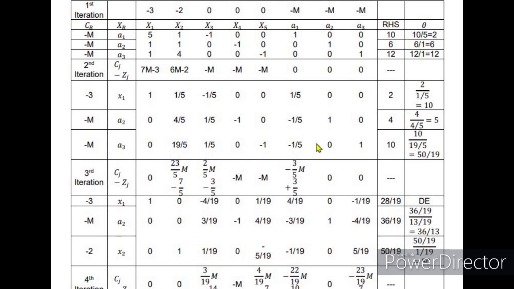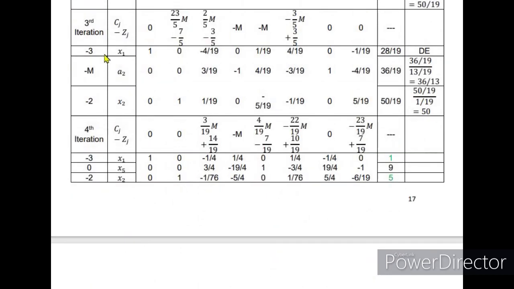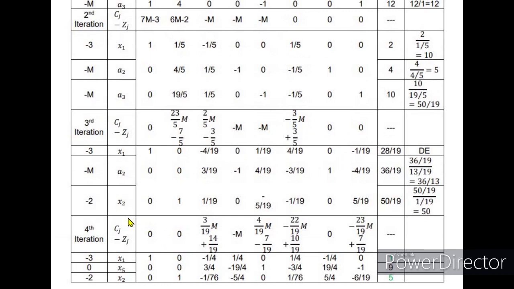Now we will choose the lowest theta here. So what is the lowest theta here? It is 50 over 19. Okay? So meaning a sub 3 will be replaced by x sub 2 because this column is x sub 2. Now for the third iteration, you notice that a sub 3 is already replaced by x sub 2.